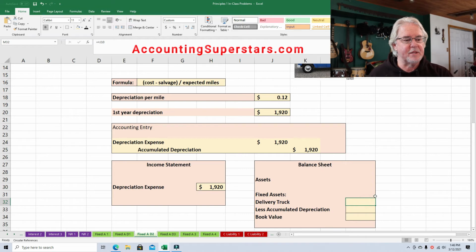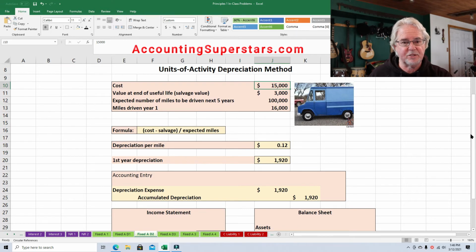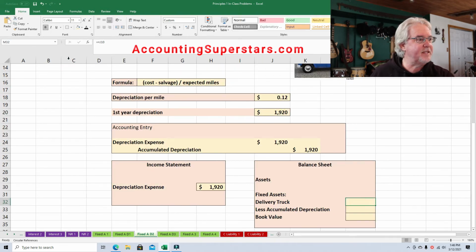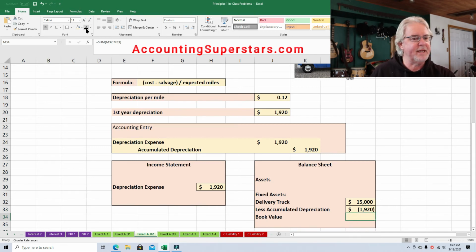And on the balance sheet, the delivery truck will be listed at its original cost. The original cost is $15,000. So here we go, $15,000. And the accumulated depreciation at the end of the first year is $1,920. Now that accumulated depreciation will accumulate as the years go by and as the miles are driven. So next year it'll be a bigger number, and after that a bigger number. And the book value, folks, is $13,080. All we do is subtract 15,000 minus 1,920, and you get $13,080, and that's the book value.